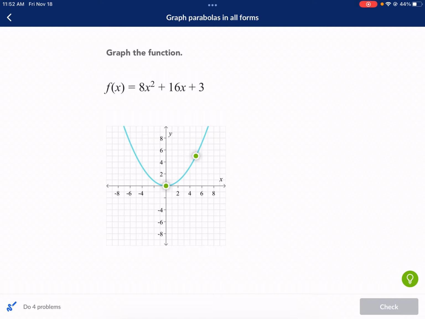You'll need a prerequisite for this. You've got to know your standard form, vertex form, and factored form. And I have videos on all three of those if you want to check those out. Maybe I'll even link them so you can know what I'm talking about.